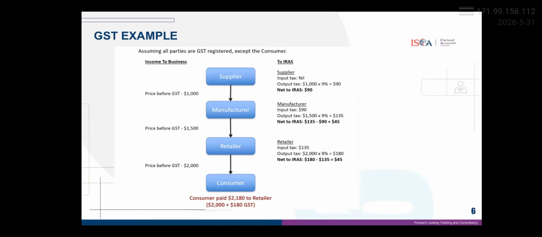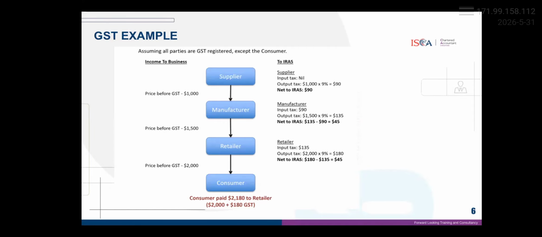When it comes to filing of GST return, the retailer would want to ensure that they claim back the $135 from the government and pay the $180 that they have collected as GST to the government as well. And therefore, at a net position, the retailer would have paid the Inland Revenue $45, which is $180 minus $135.